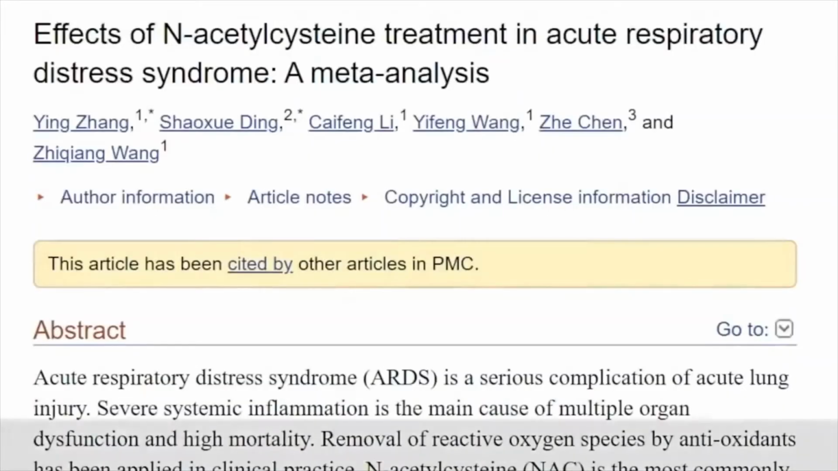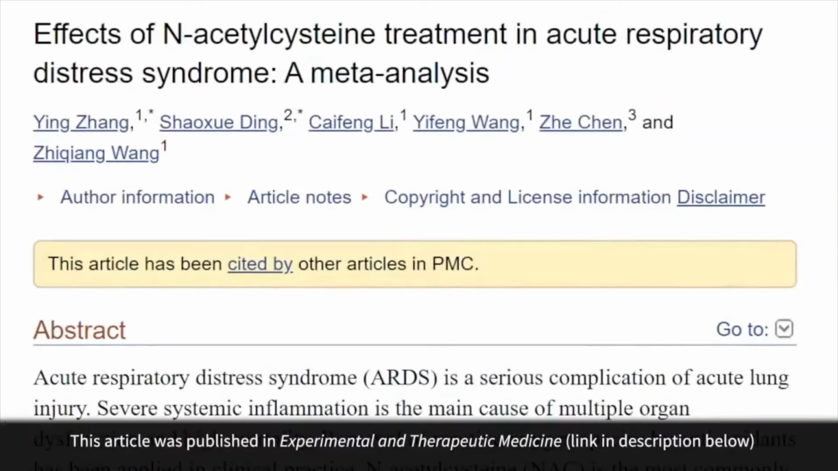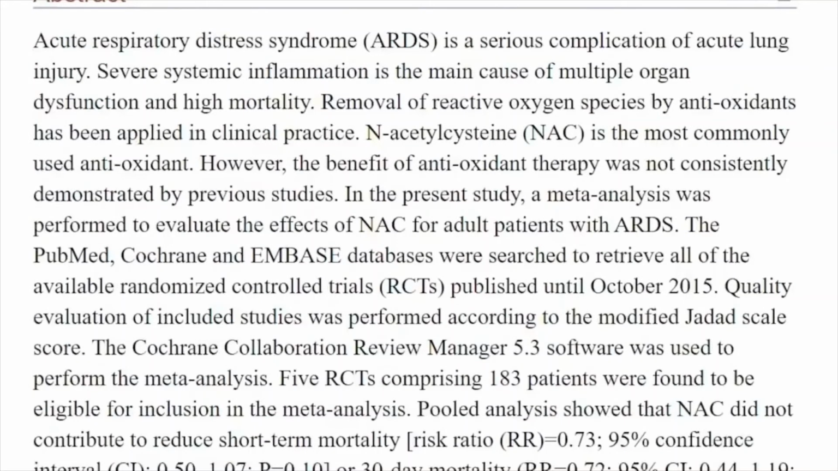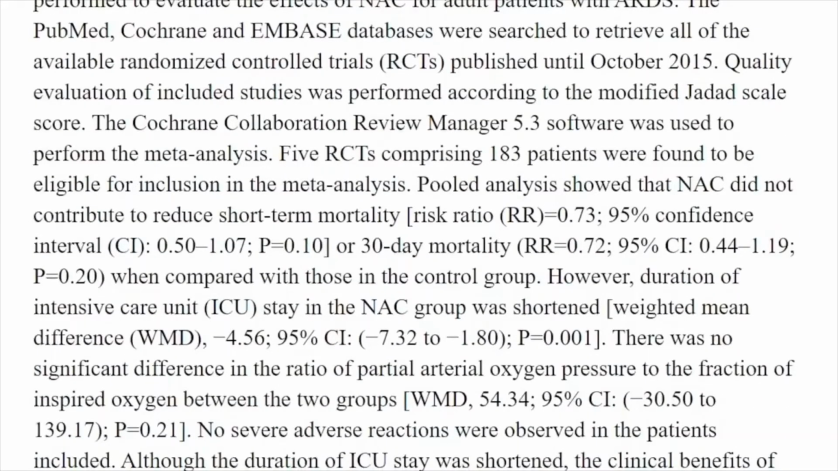Now, here's a meta-analysis looking at the effects of N-acetylcysteine treatment in acute respiratory distress syndrome of all types. This was a meta-analysis, again, in 2017. Now, remember that the definition of ARDS had changed, and so the number of trials here may be a bit heterogeneous. But what they found was that there was a statistically significant difference in the length of ICU stay, even though there wasn't a difference in the 30-day mortality or the short-term mortality.